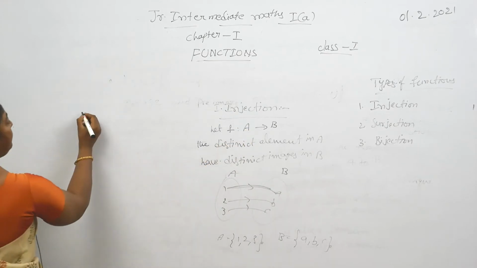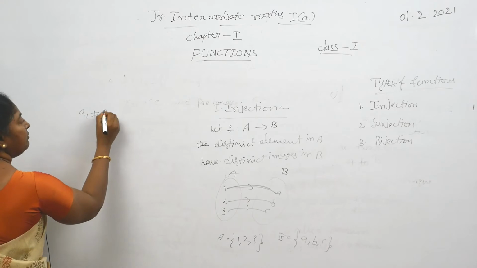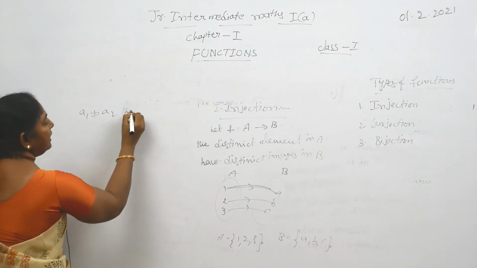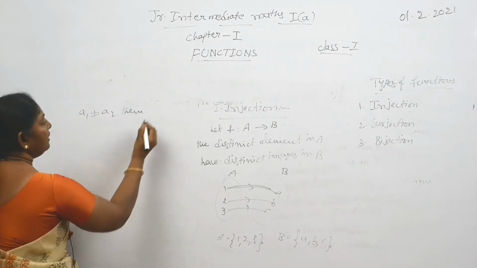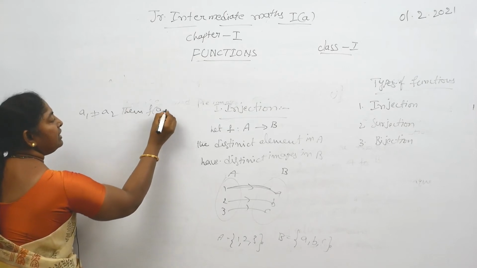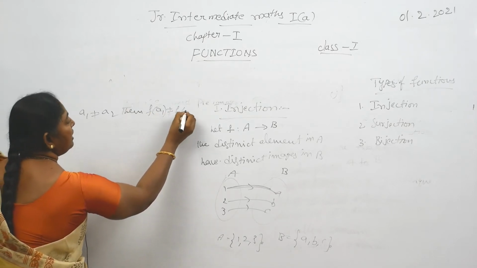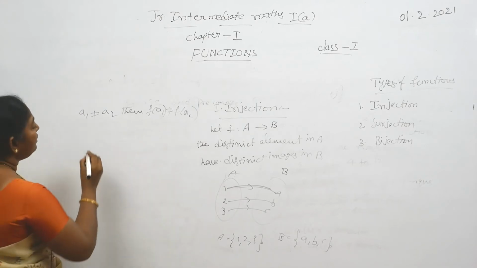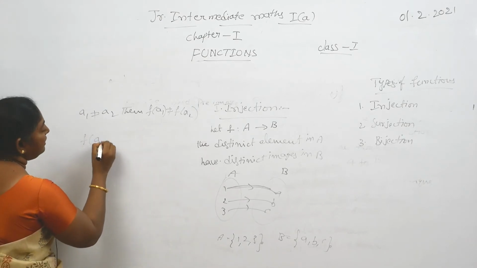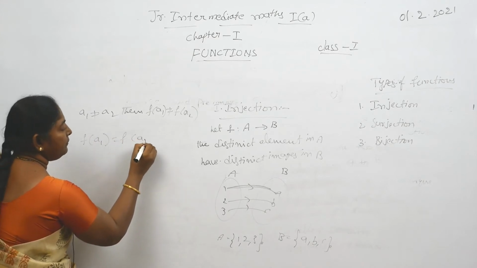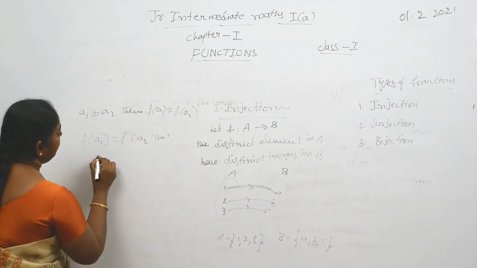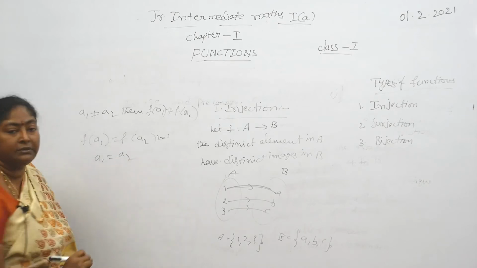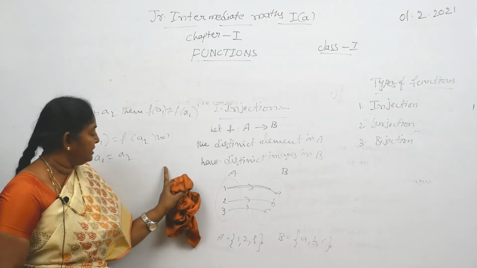So here, if A1 is not equal to A2, then f of A1 is not equal to f of A2. Here two conditions are there. And one more condition: if f of A1 equals f of A2 implies A1 equals A2. So this is injection.